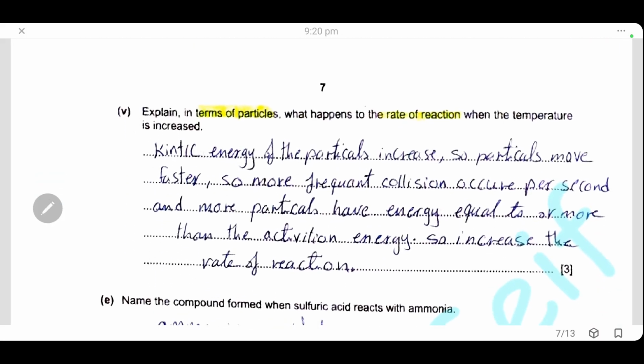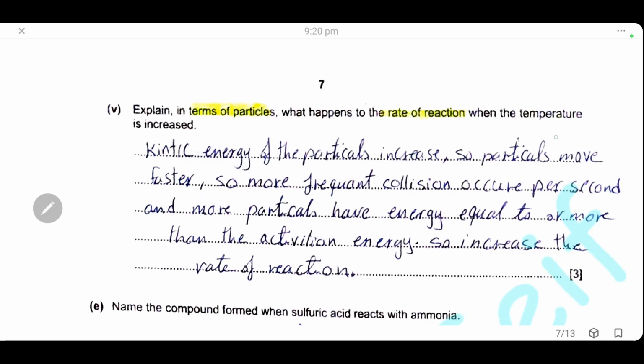Explain in terms of particles what happened to the rate of the reaction when the temperature increased. So we want the effect of increasing temperature on the rate of reaction. How can it affect the particles and the rate of reaction? Increasing temperature will increase the kinetic energy of the particles.